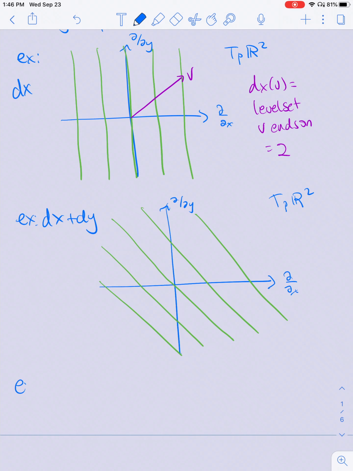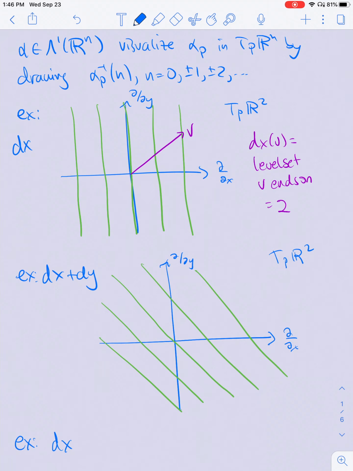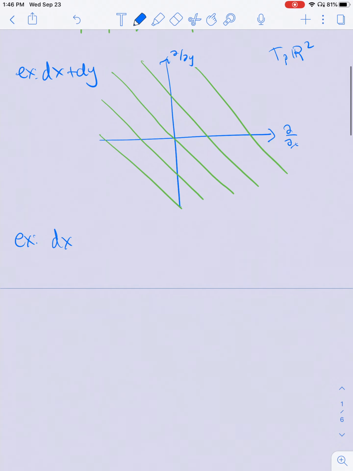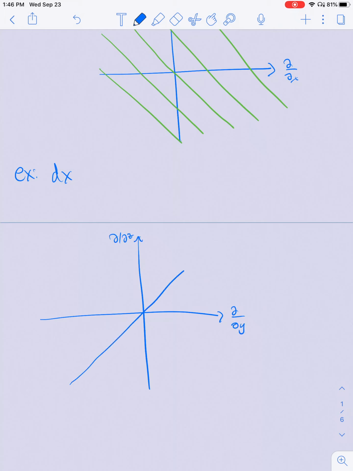So on R3, I now have dx, for example. Any one form at a point is now a linear functional from a 3-dimensional space to a 1-dimensional space, right? From T_p R3 to R. So its level sets will be 2-dimensional. So I'm going to draw this on this page below because when I upload this to Canvas, it will cut the page off.